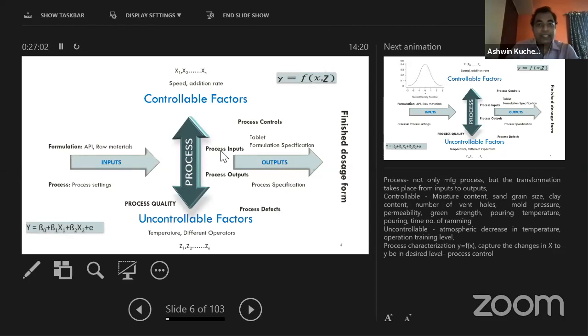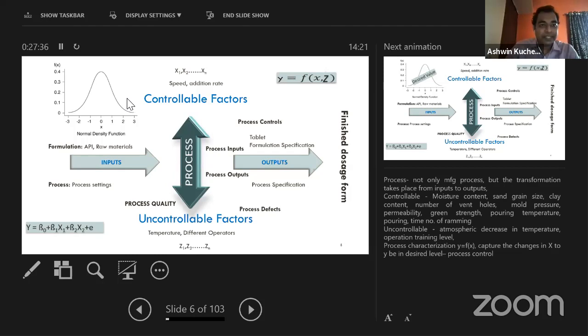Along with this, if I am considering two factors from the controllable factors, X1 and X2, then the general equation will give me y as a function of beta 0, beta 1 X1, plus beta 2 X2. These are my factors, and these factors will give me a quality y. When I get this equation, it should be significant, or else, if those are insignificant, there will be no use of this process.